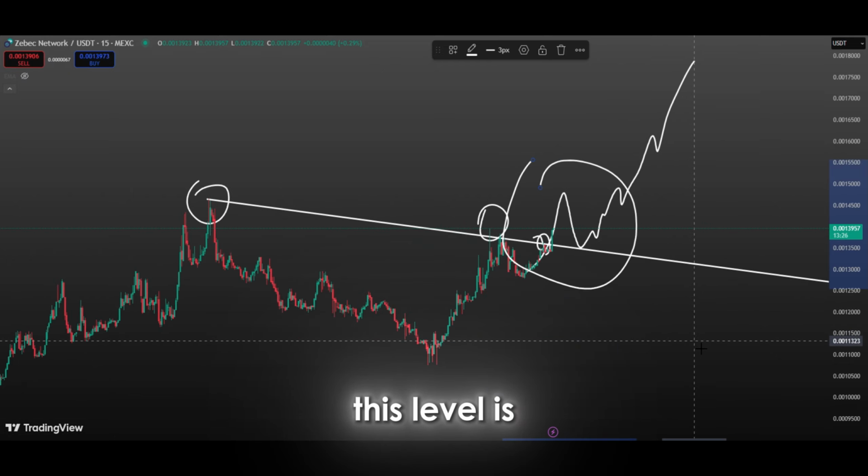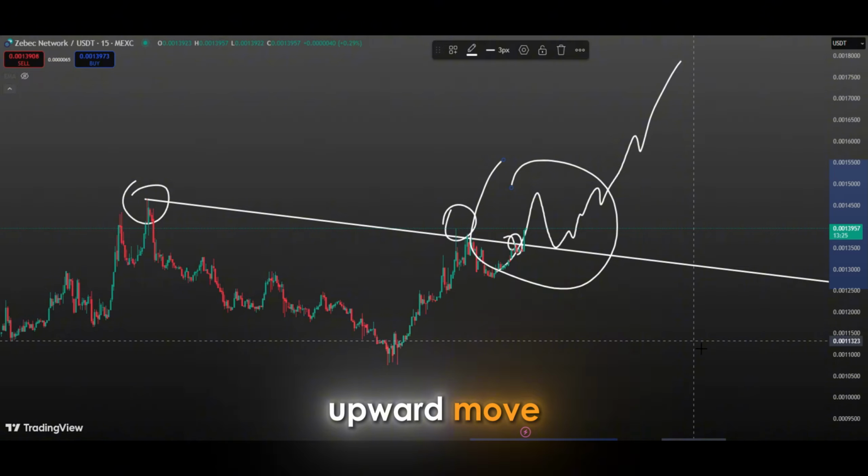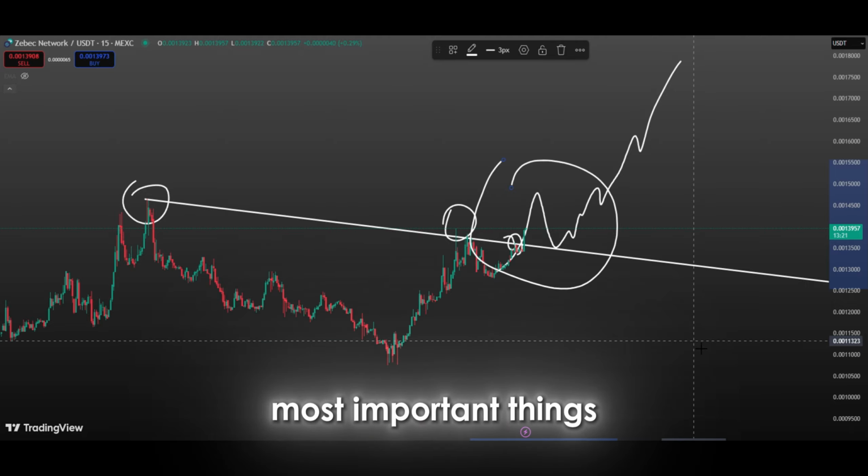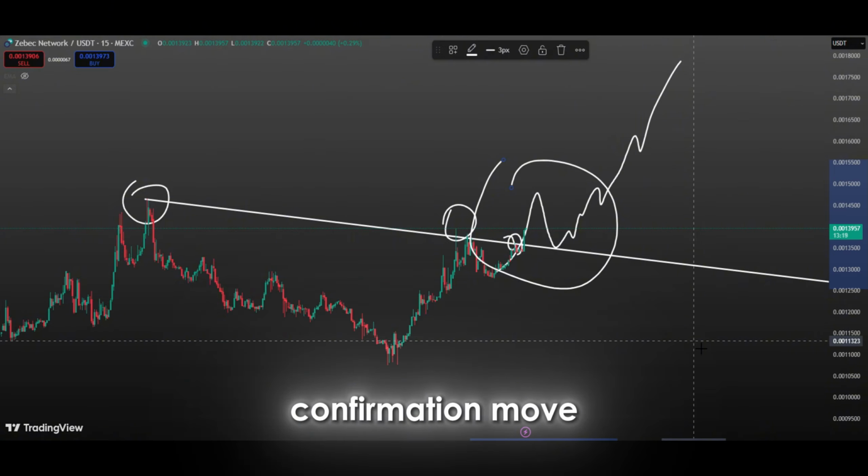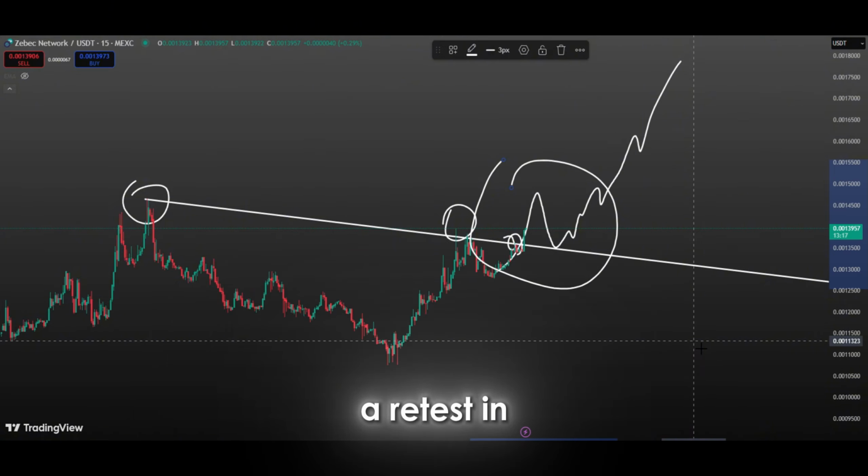Therefore, the break of this level is not merely a short-term upward move, but can also be interpreted as a signal of a shift in the overall market trend. One of the most important things to monitor after this breakout is whether the price returns to this level for a technical confirmation move, commonly known as a retest.